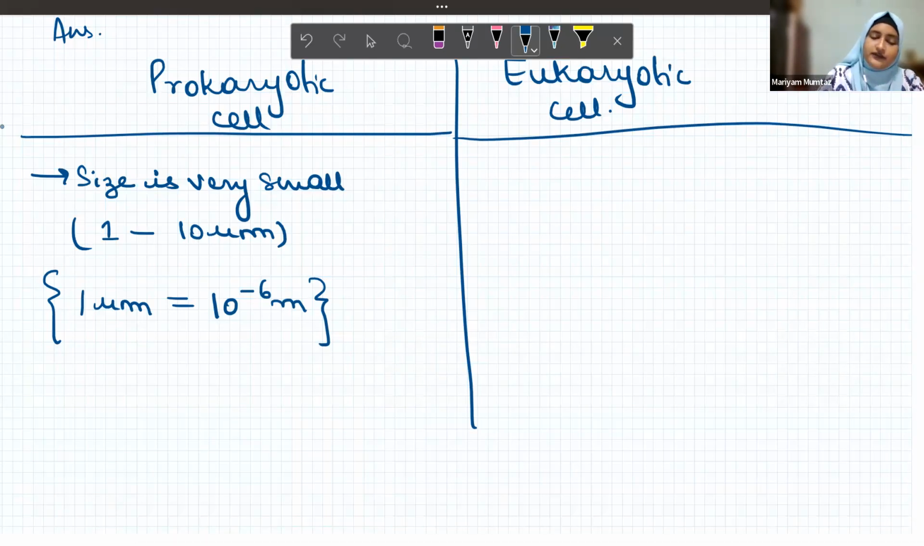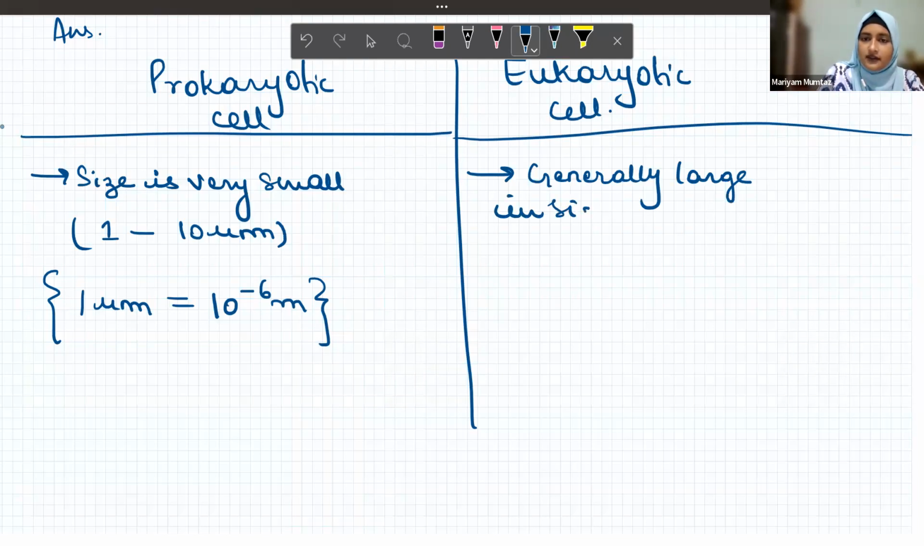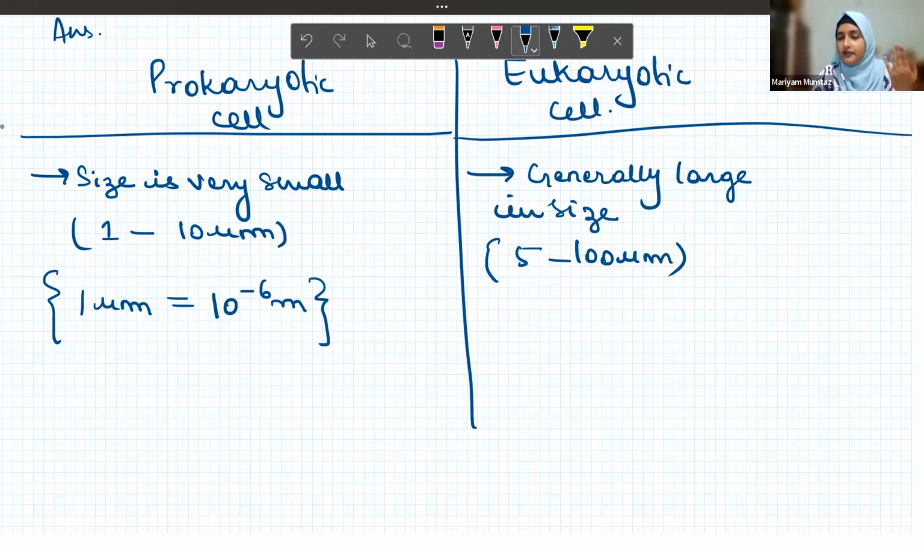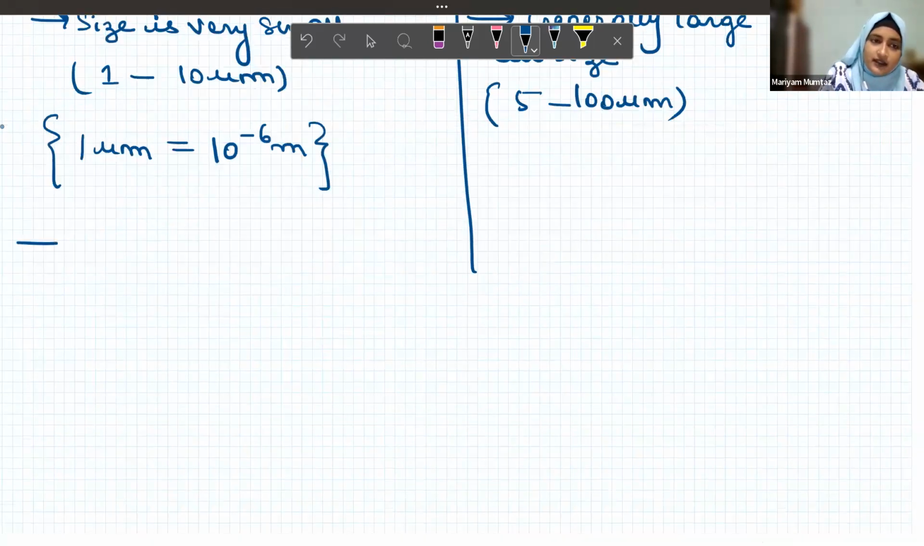Now, if we talk about the size of the eukaryotic cells, they are generally large in size. Their size ranges from 5 to 100 micrometer. So they are greater in size as compared to prokaryotes. So this was the first difference. We will differentiate them on the basis of their size. Clear?